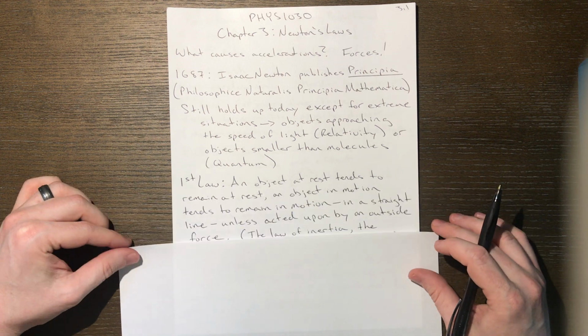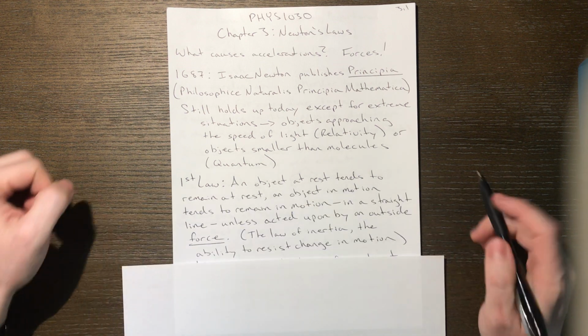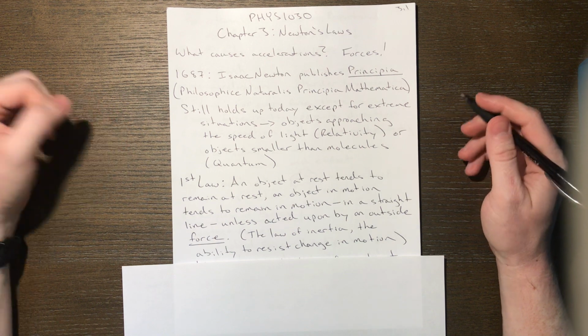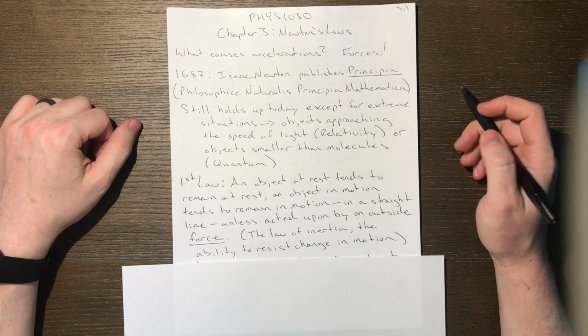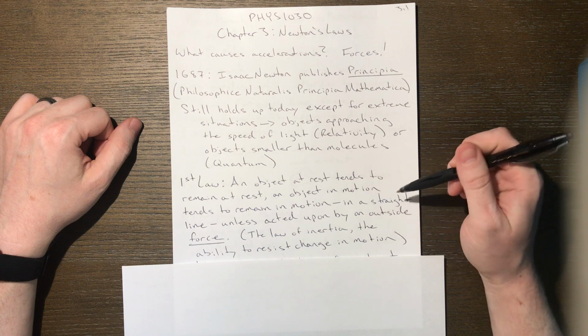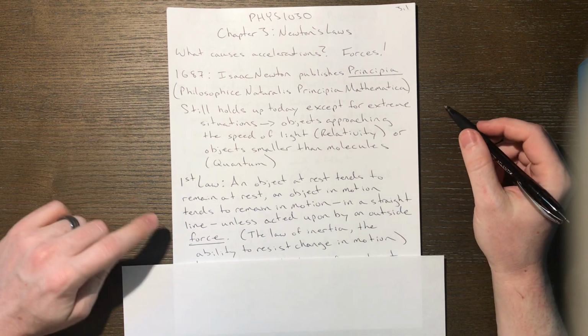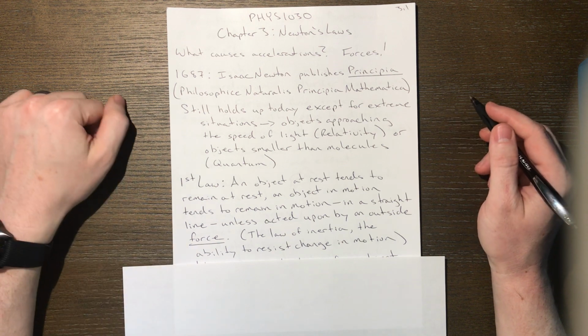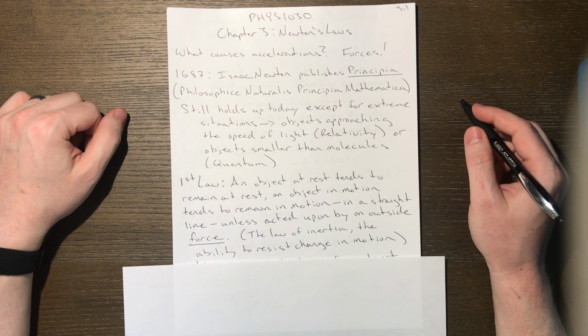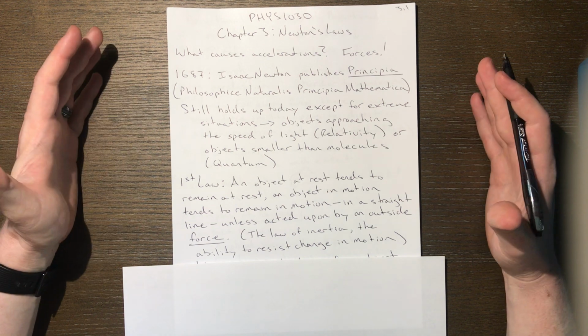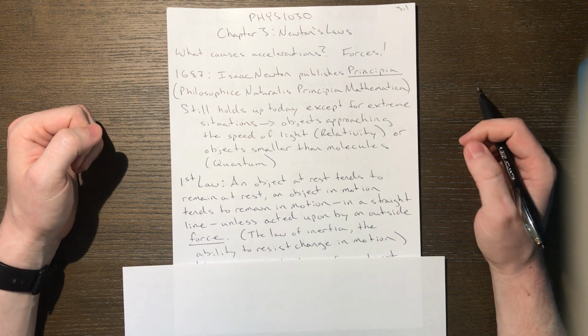So, the first law, Newton's first law says, an object at rest tends to remain at rest. An object in motion tends to remain in motion in a straight line unless acted upon by an outside force. And there's that word force. It's going to pop up in every single one of Newton's laws. That's why I've underlined it. Force really is our focus today.